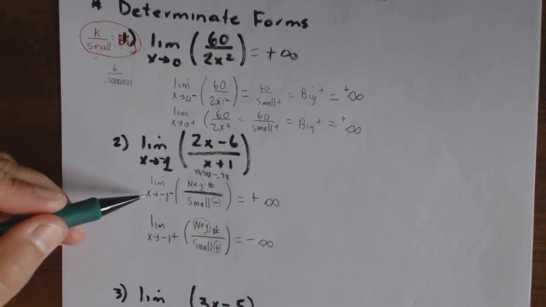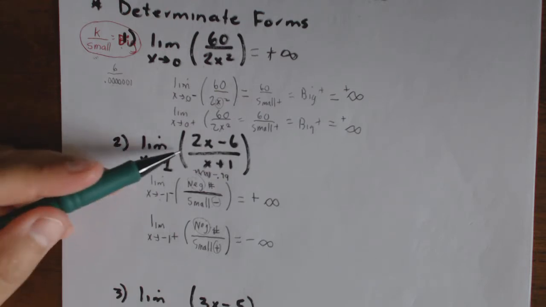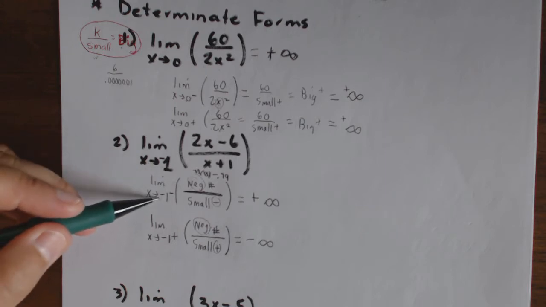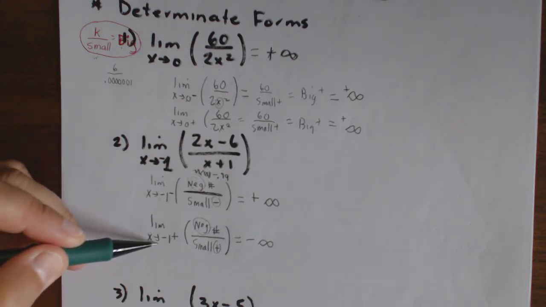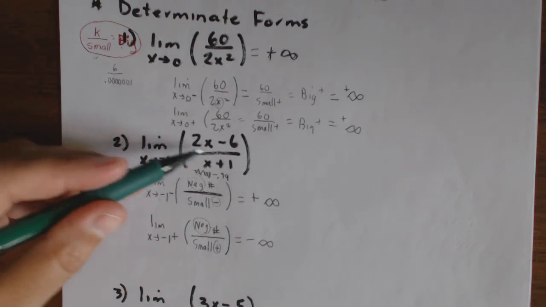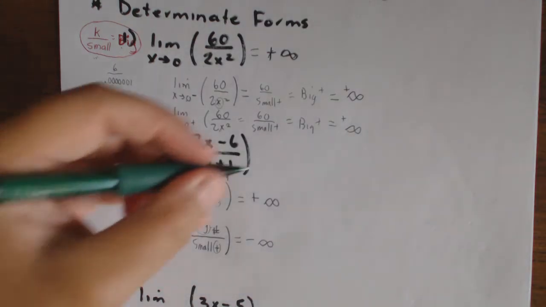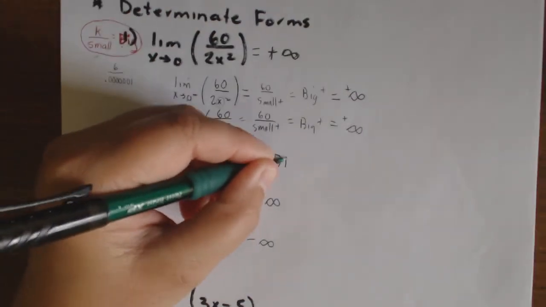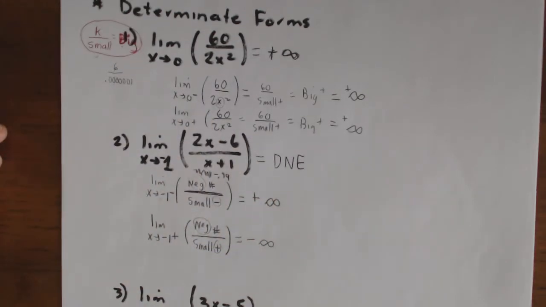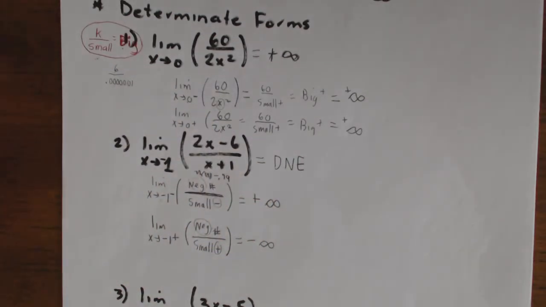Okay, so the limit of this function as x approaches negative 1 from the left is positive infinity, but from the right it's negative infinity. So not only does this limit not exist, you can't even describe it in any way. It's not heading towards one direction or the other, so it just does not exist.